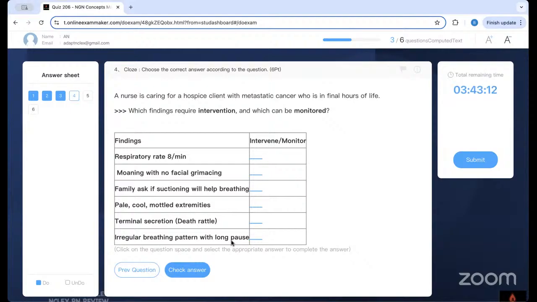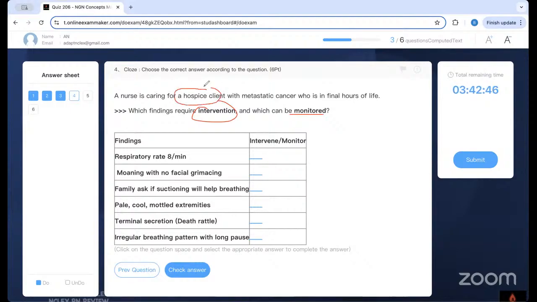The nurse is caring for a hospice client with metastatic cancer who is in the final hours of life. Don't answer the question until you come up with your own answer. You figure out the buzzword, you figure out what is being asked in your case, and then you analyze it. So let's get to it. This is all being asked: we have to intervene or monitor.